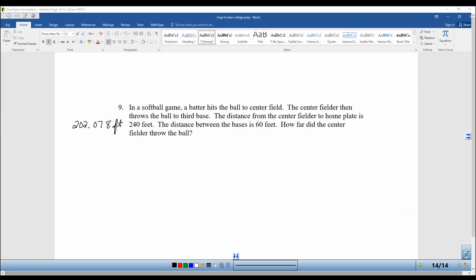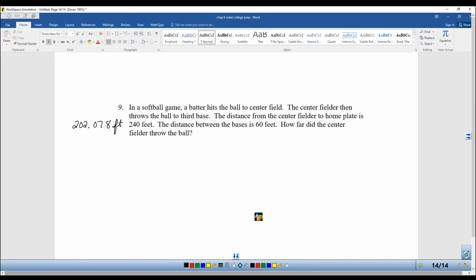Okay, number 9, last one. In a softball game, a batter hits the ball to center field. The center fielder then throws the ball to third base. The distance from the center fielder to home plate is 240 feet, and the distance between the bases, like in the problem we did earlier, is 60 feet. How far did the center fielder throw the ball?